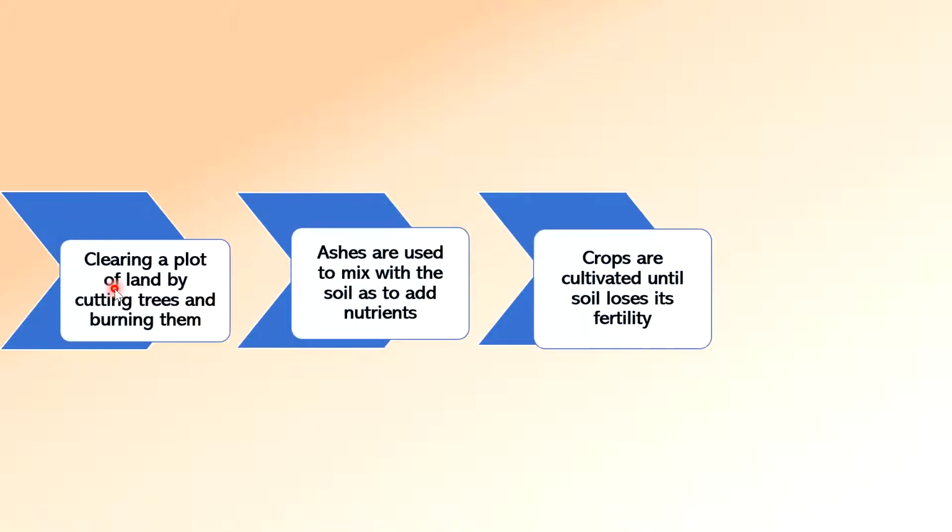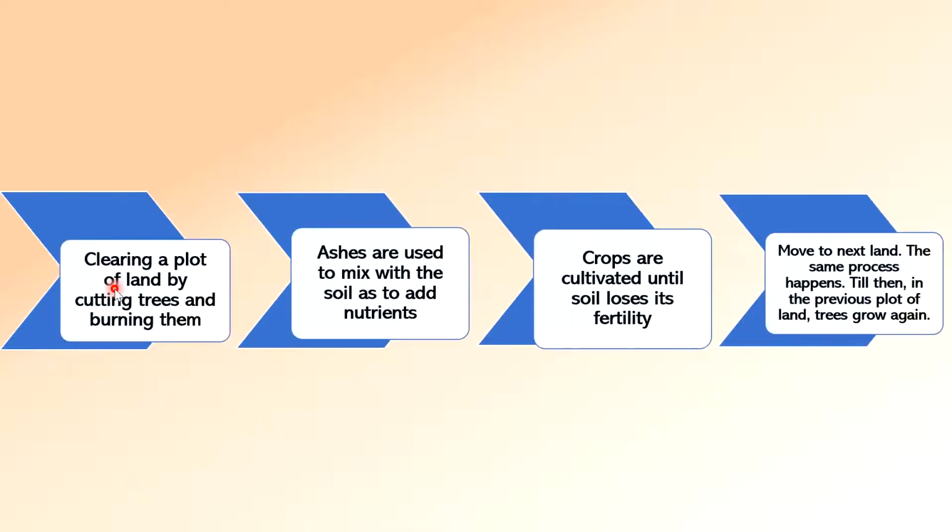Then crops are cultivated until the soil loses its fertility. For example, the soil is fertile and it's going to stay very fertile for 2 years. So crops will be cultivated in that time. Then what happens after the soil loses its fertility? The people move to the next land. They again clear a plot of land. They again cut trees, again they burn them, and then the ashes are mixed in the soil, and again the crops are cultivated. And till then, there's a long process, right?